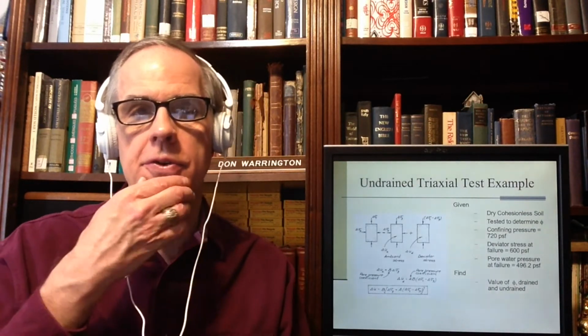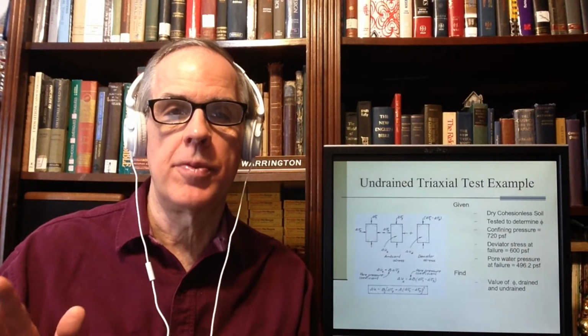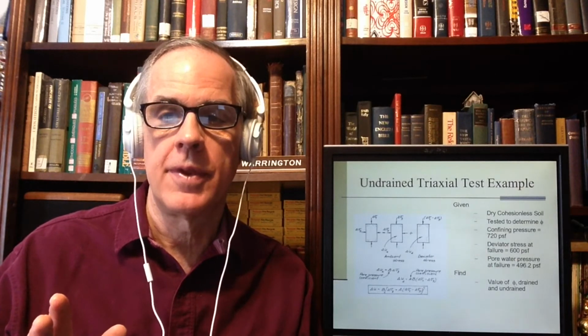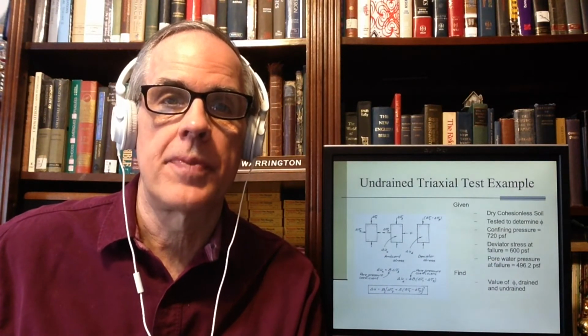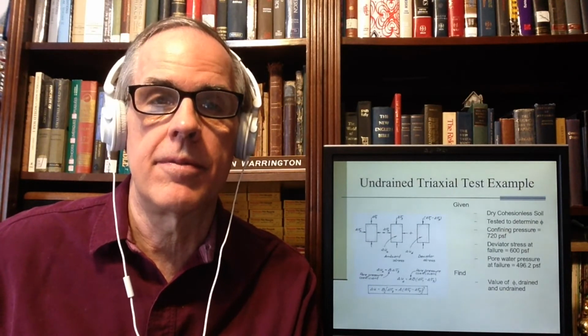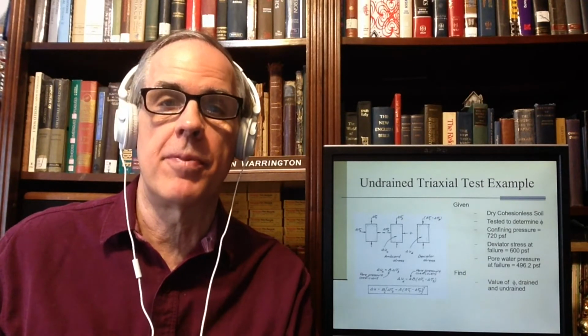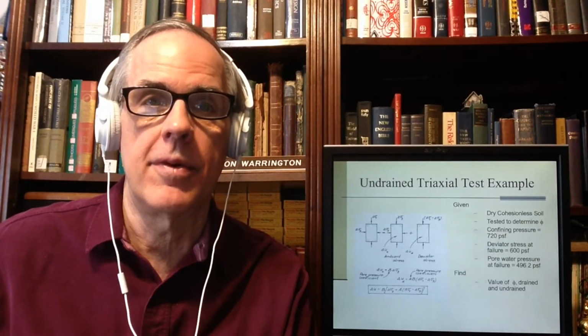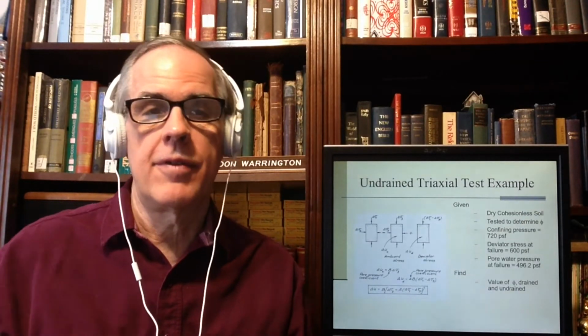Let's consider the undrained triaxial test example. Given a dry cohesionless soil, tested to determine its phi, where confining pressure is 720 psf, the deviator stress at failure is 600 psf, and the pore water pressure at failure is 496.2 psf. We're going to find the value of phi drained and undrained. That's interesting how you can do that without draining it. That's part of the reason why we keep up with the pore water pressure, so that we can estimate what would happen if we were to drain the pore water pressure without having to go through a drained sample.